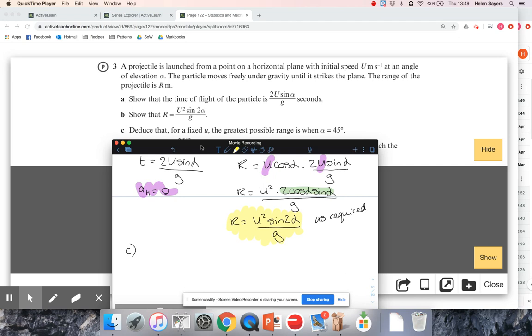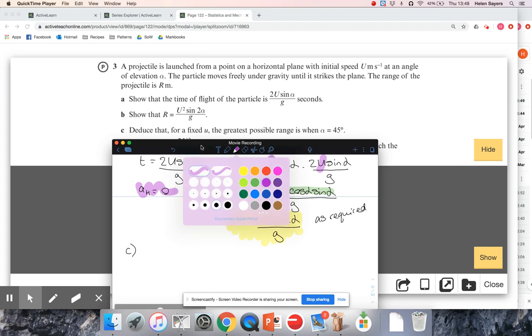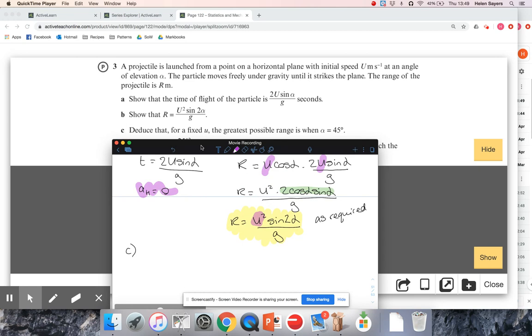It says for a fixed value of U, so we can't do anything with U. G is obviously fixed, G is 9.8. So it's the sine 2 alpha I'm looking at. The maximum value of sine of any angle is 1. And this would occur when alpha equals 45 degrees because sine 90 is 1.